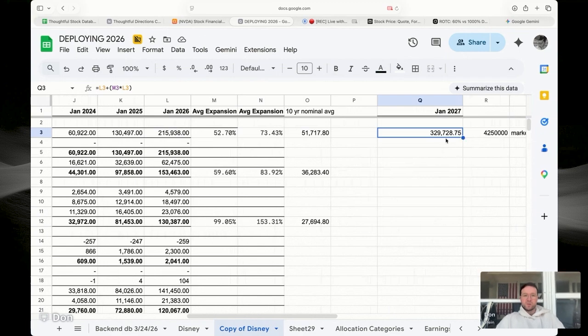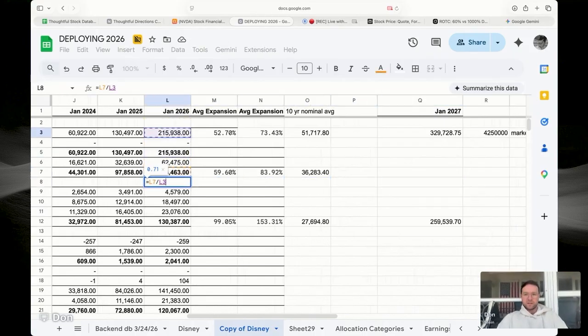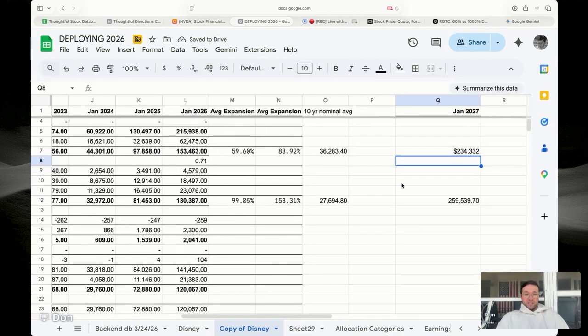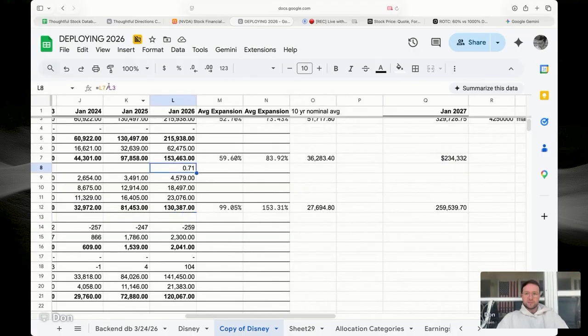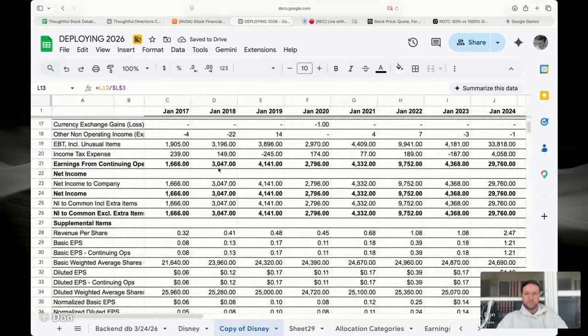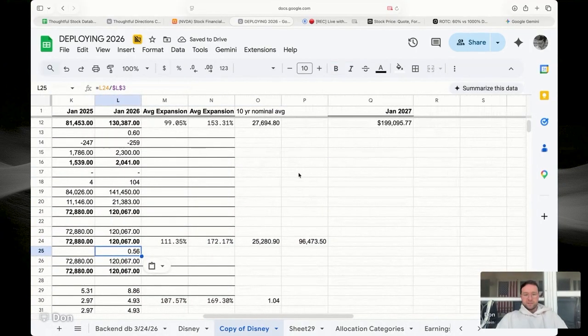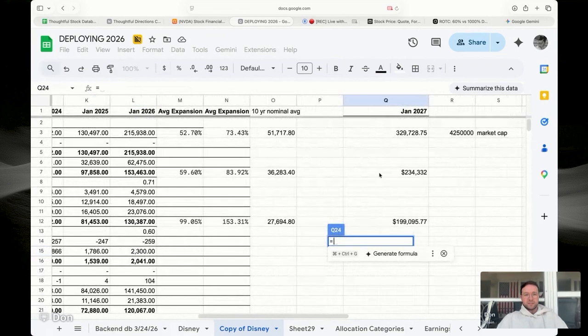And then let's use the same margins it had before. So its margins here were 71%. So then this times 71, we'll be looking at 234 billion of operating income. What are these numbers here? $55 billion of net income margin is just insane.